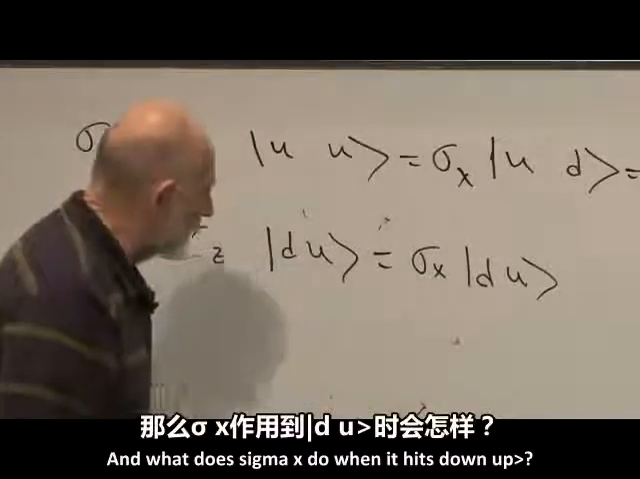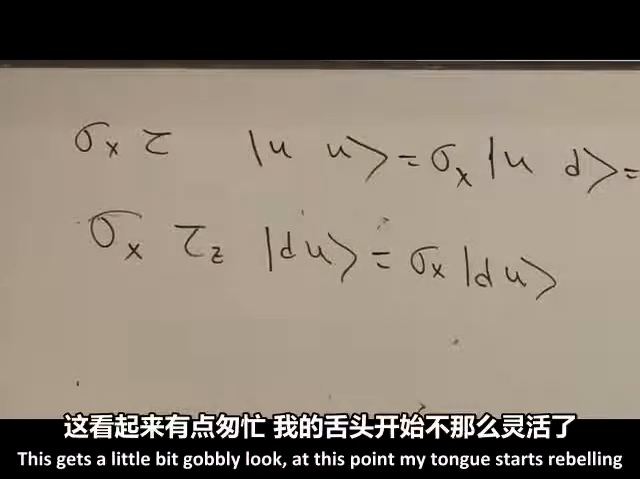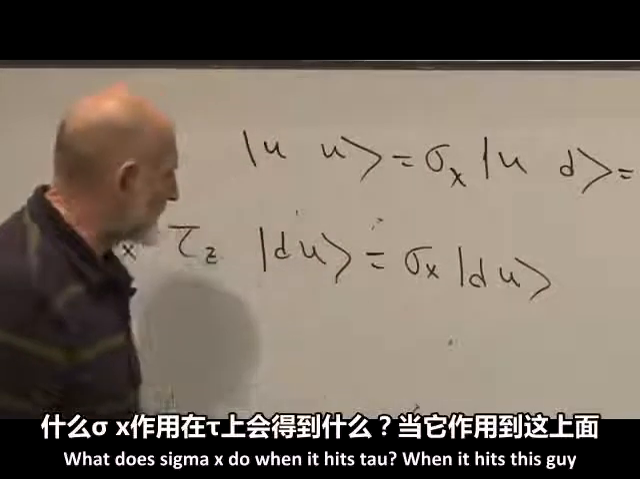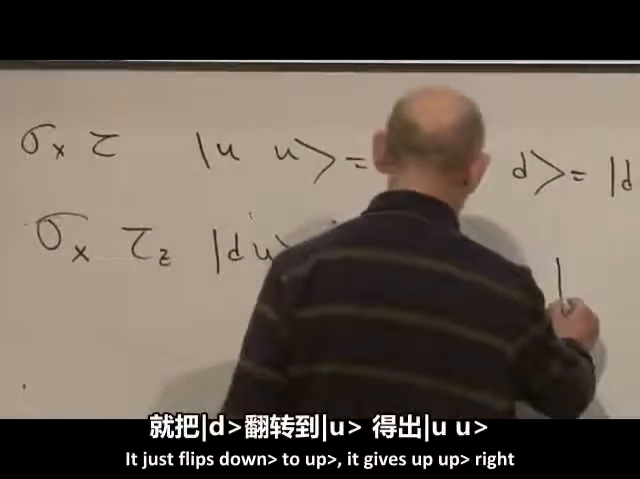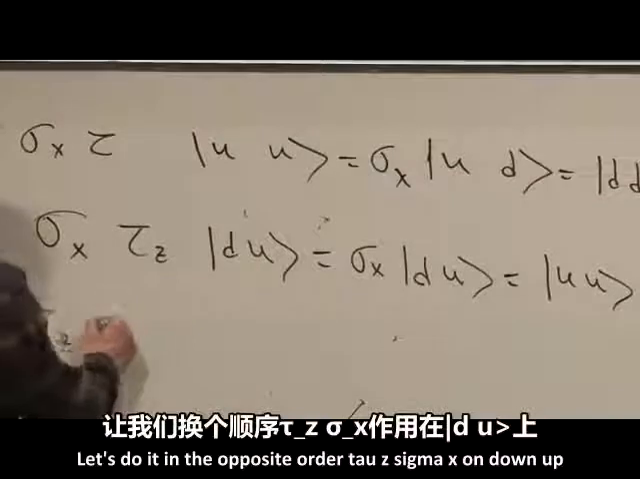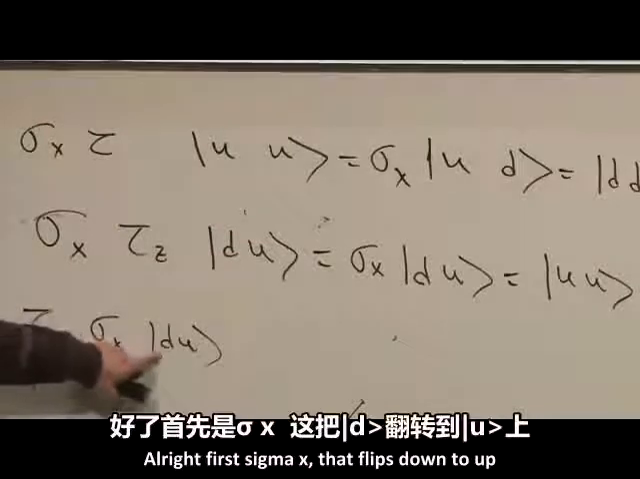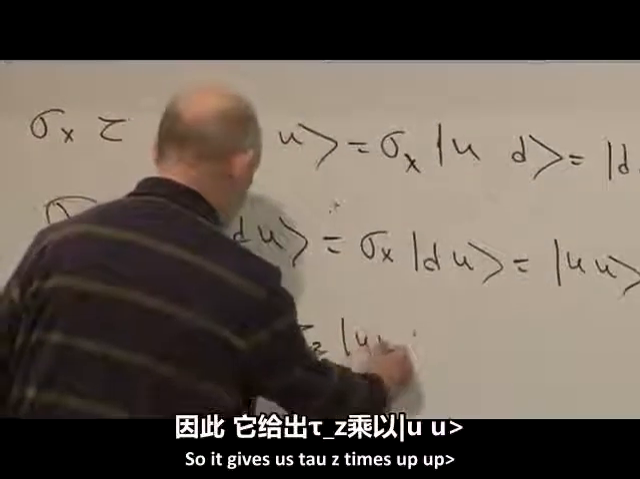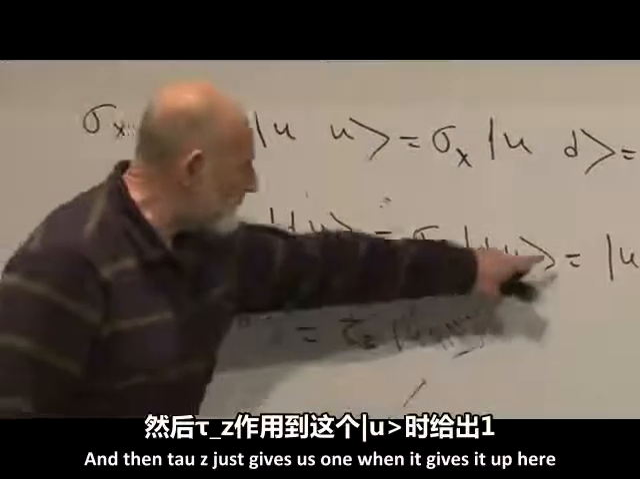Then what does sigma x do when it hits down, up? This gets to be a little bit gobbledygook. At this point, my tongue starts rebelling. What does sigma x do when it hits this one? It just flips down to up, so it gives up, up. Let's do it in the opposite order: tau z sigma x on down, up. First sigma x flips down to up, so it gives us tau z times up, up. Then tau z just gives 1 when it hits the up, so it gives the same thing again.